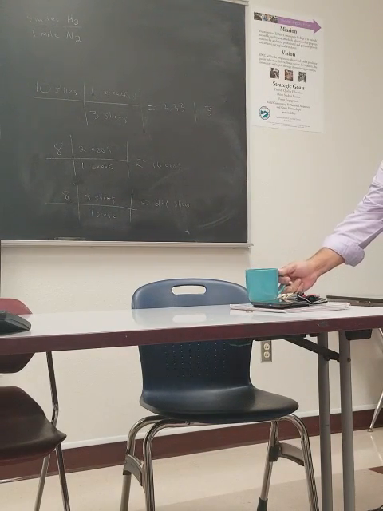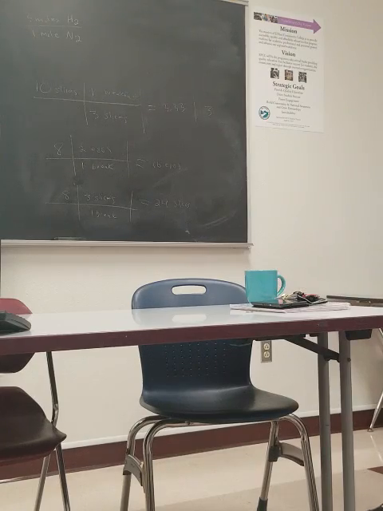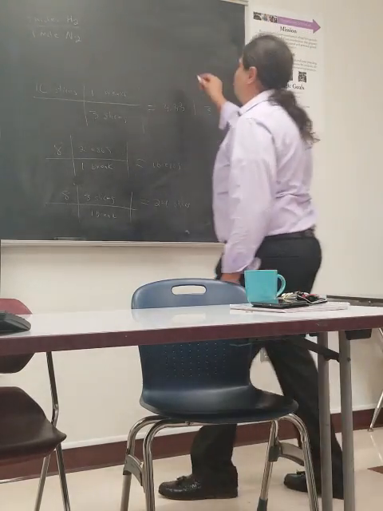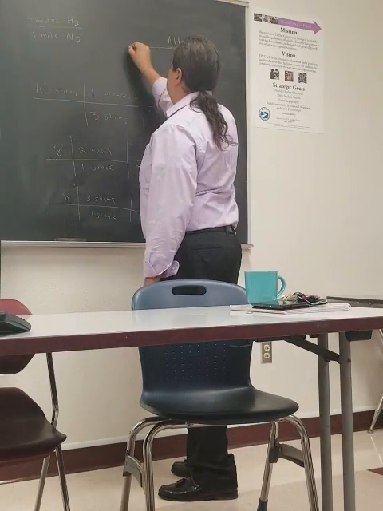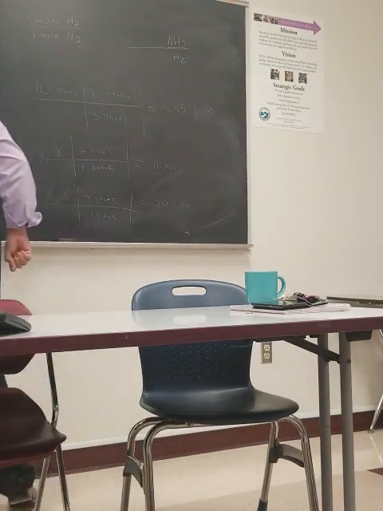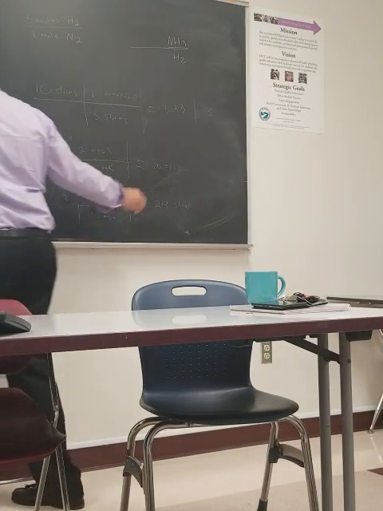And then for number 2, that one would be B. So ammonia on top, hydrogen on the bottom, and then we have 2 and 3.